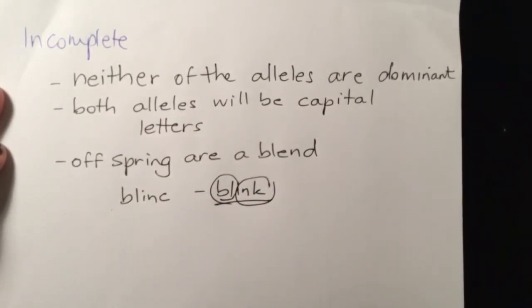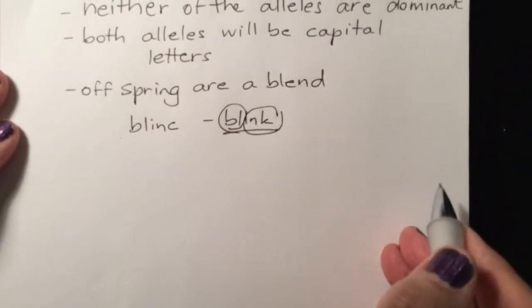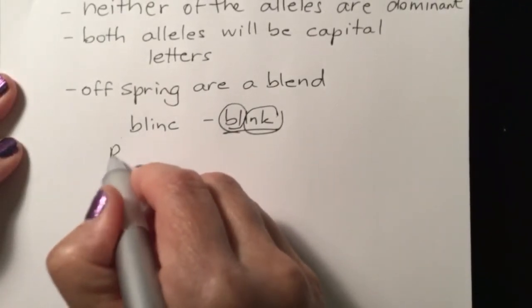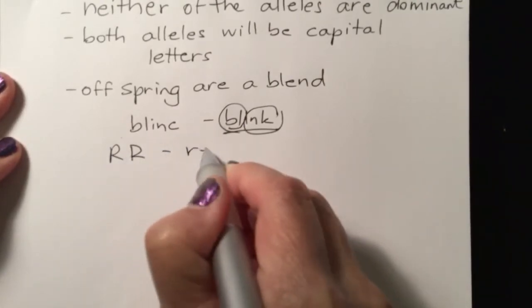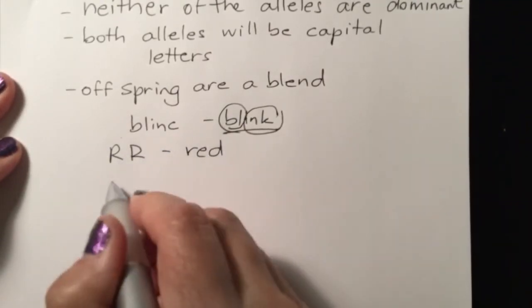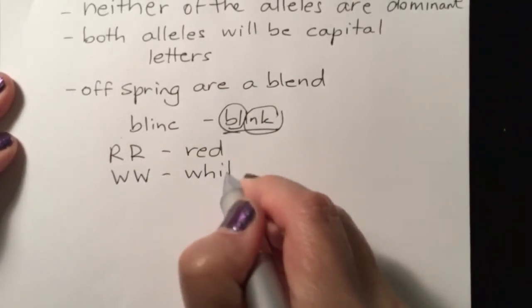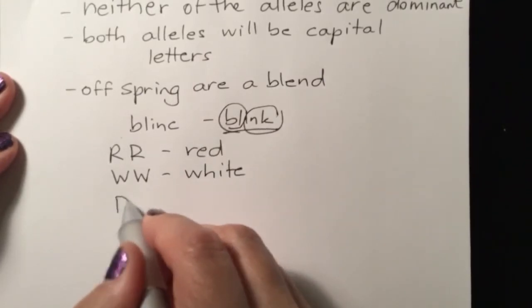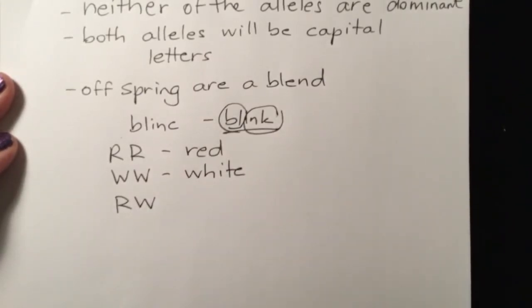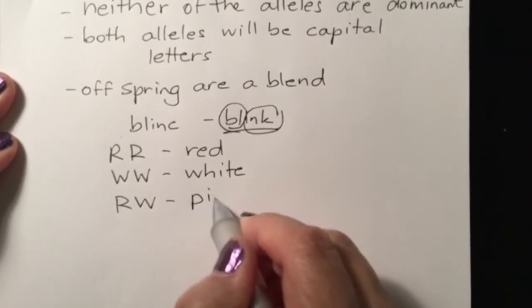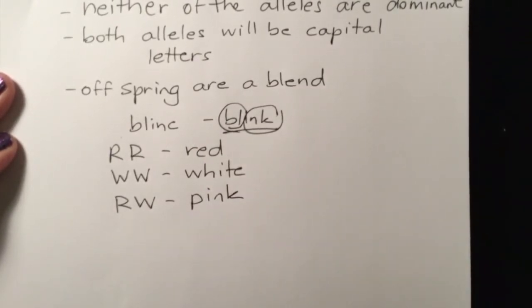Okay, blend incomplete. So here's an example that you're going to be working on for practice in a little bit, hopefully. Big R would be red. Big W would be white. So what would big R, big W be? If it's a blend of red and white, then big R, big W is going to be pink.